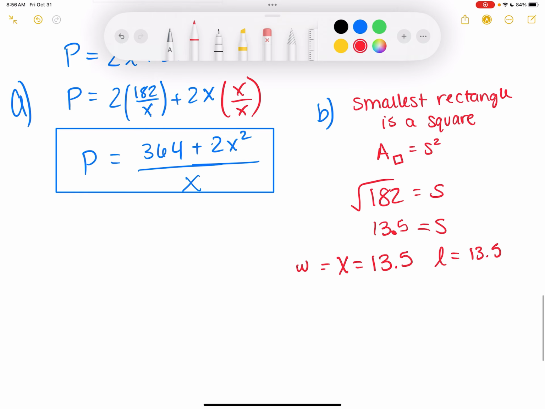Multiply that number either by 4 or use your 2L plus 2W. Or we can plug it into this formula over here. Up to you. Wait, why do we have to do all that? Why can't we just do x equals 13.5 and then 182 divided by 13.5? That is what I did. I found the length and the width, but it wants me to also find the perimeter. Can't you find the perimeter by not having to use that big old formula for p? Yeah, I just said there's multiple ways I can do this.